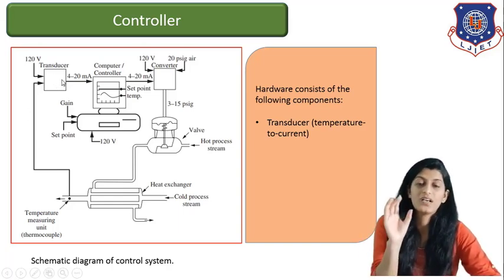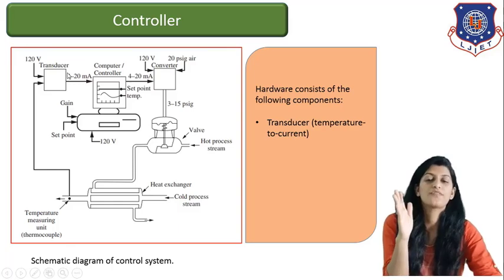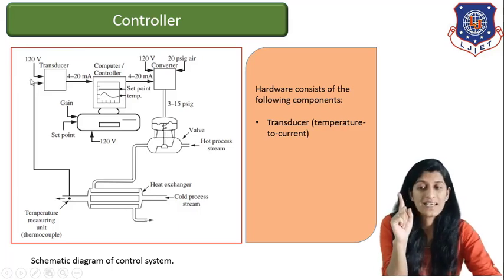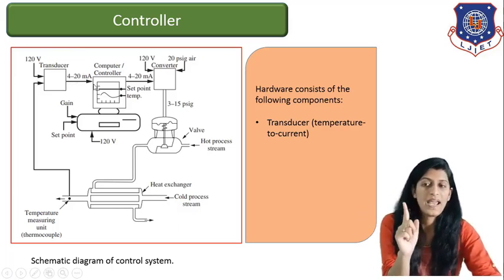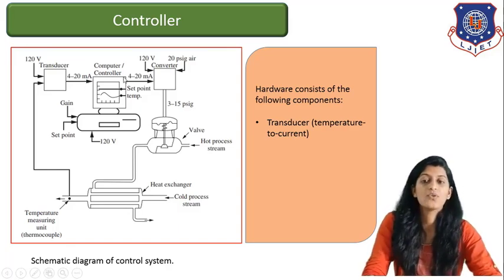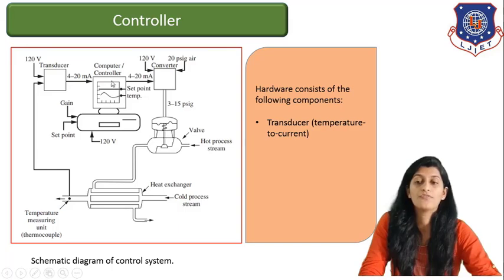The duty of the transducer is to translate the upcoming signal in the form of temperature to the form of a current signal. It will translate temperature to current. As you can see, the translated signal is going as 4 to 20 milliampere. That is going into the controller over here. Now in the controller, what will happen? The controller will try to control it. How can it control? It will control it in the form of signals, right?